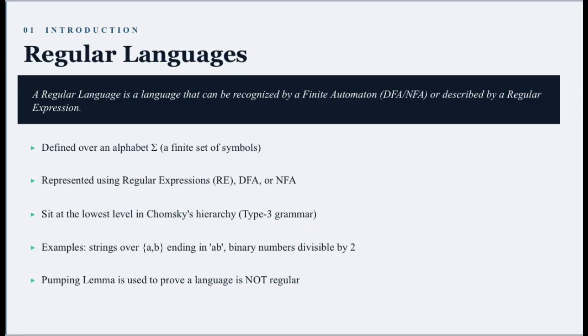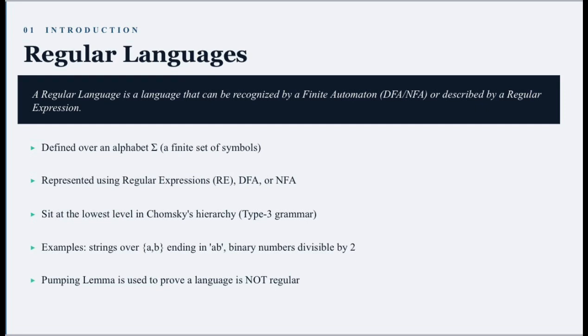A regular language is a language that can be recognized by a finite automaton, either a DFA or an NFA. It can also be described using a regular expression. In Chomsky's hierarchy, regular languages are at the lowest level. They are also called type 3 grammars. They are the simplest class of formal languages. For example, the set of all binary strings that end with 0, or all strings over A and B that contain an even number of A's.